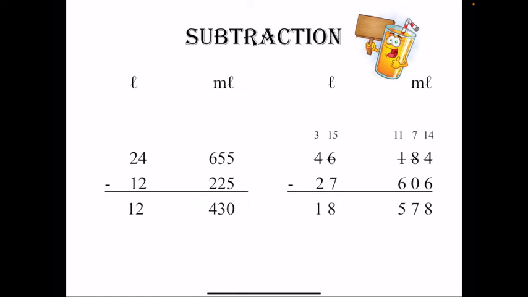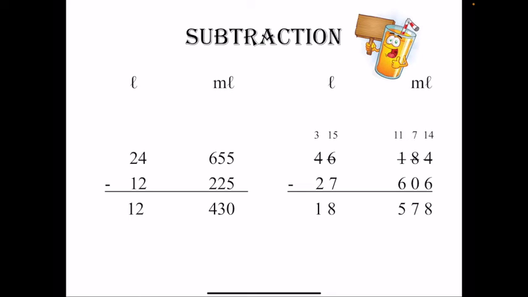Now we will move on to subtraction. Again I want to say the same thing. Just like addition, subtraction is also normal. As you subtract normal numbers, here also same way you have to subtract. Only thing is you have to arrange them in liter and milliliter column. First answer you can see is sum. You can see 24 liters 655 milliliters minus 12 liters 225 milliliter.